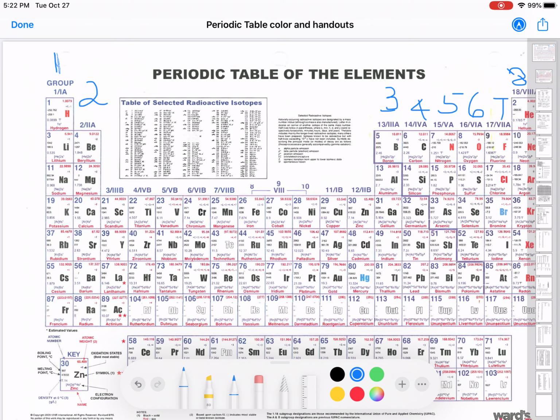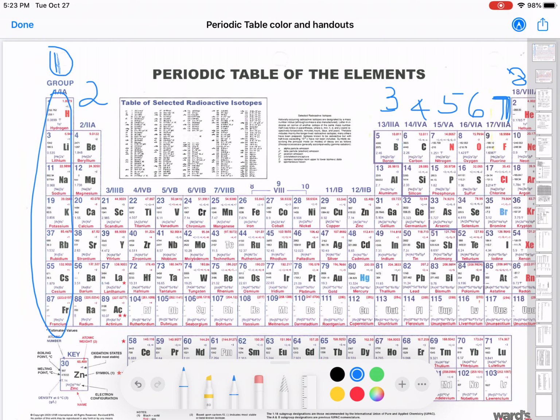For example, all the elements in group 1, meaning this column right here, have 1 valence electron. Group 2, that column, has 2 valence electrons. Group 3 has 3, 4 has 4, 5 has 5, 6 has 6, 7 has 7, and 8 has 8 valence electrons. So by referring to the periodic table, we can find out the valence electrons.